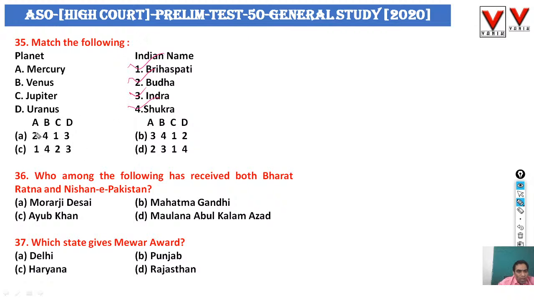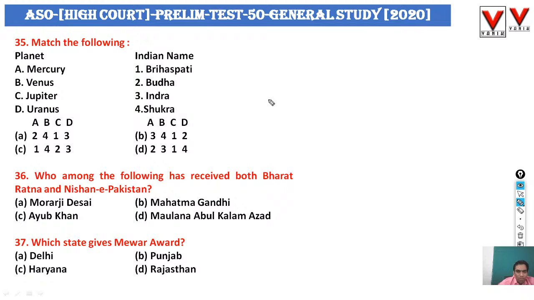So the right answer is going to be: Mercury goes for Buddha, that is 2, and Venus goes for Shukra, that is 4. Jupiter goes for Brihaspati, 1, and Uranus, that is Indra, goes for 3. So the right answer is A. Now we are going to proceed further.